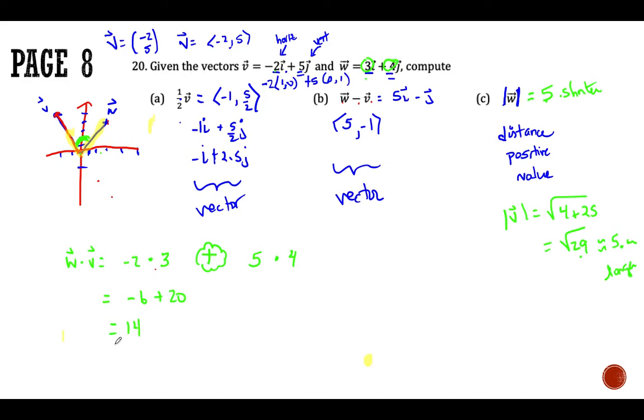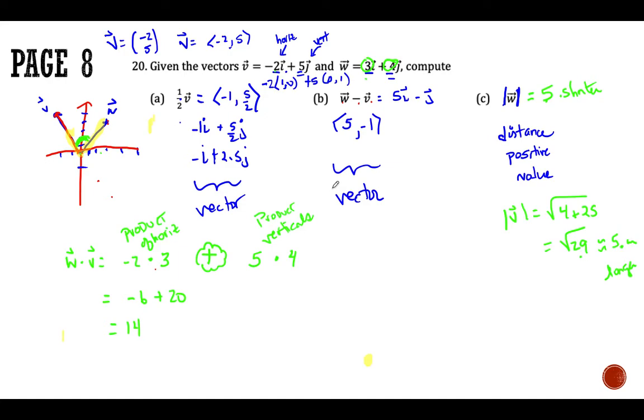All right, so that's all the dot product is. The dot product is the product of horizontal added to the product of the verticals.